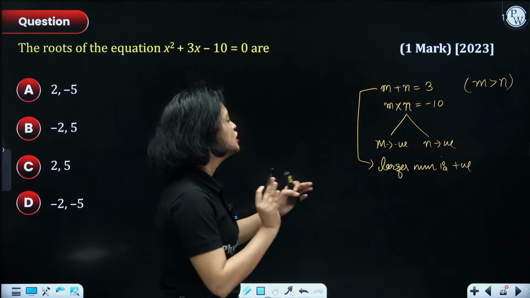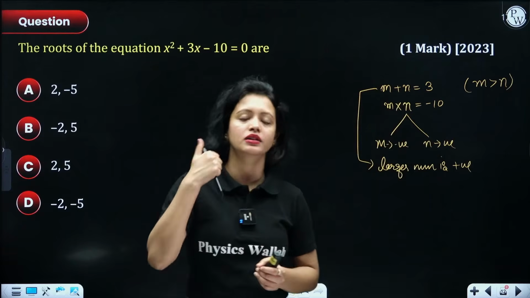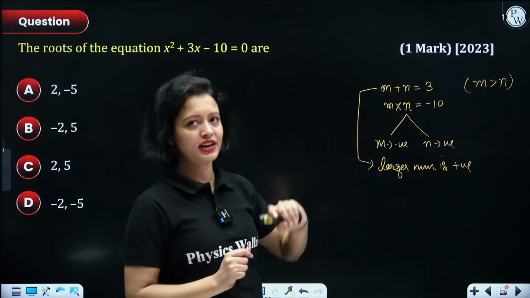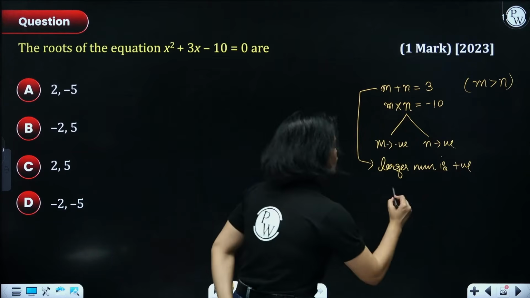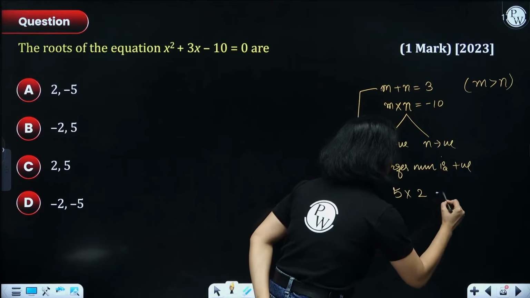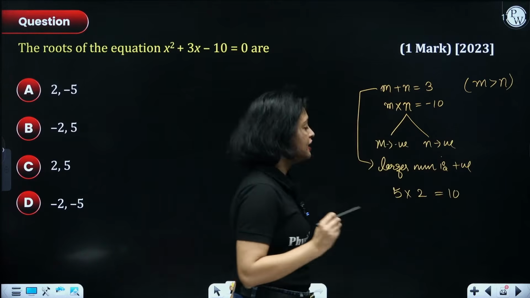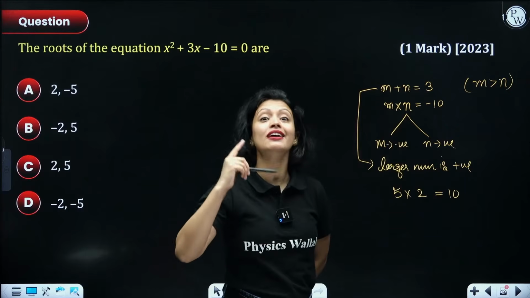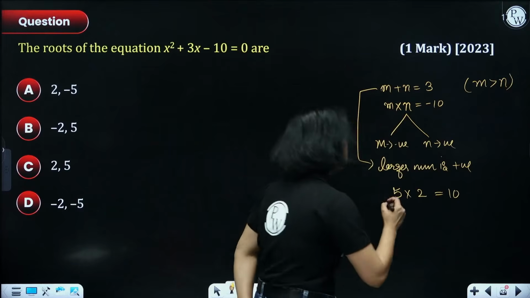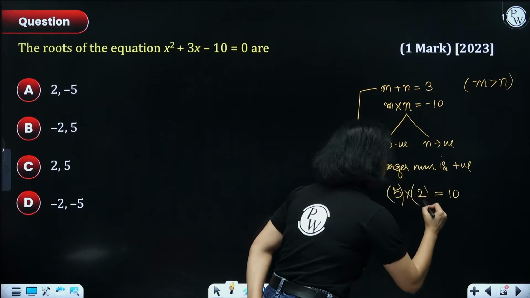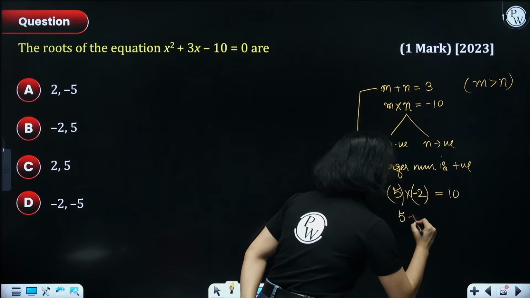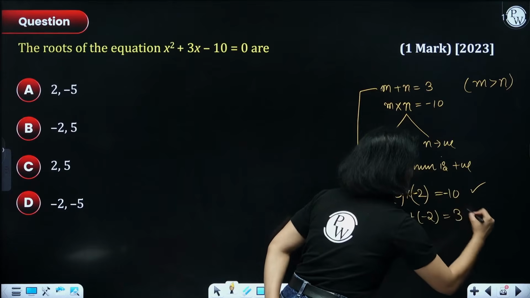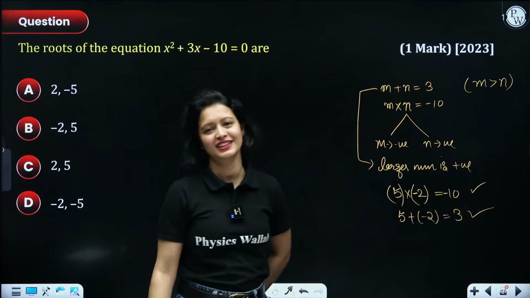That's it. Okay? So now I know that I have to find a positive number and a negative number whose sum is 3. Product is 10. Okay, I know that 5 into 2 is 10. Now I know that the larger number should be positive, right? And the smaller number is negative. So let's just suppose this is 5 and this is negative 2. Now I know that 5 plus negative 2 is equal to 3. So see, 5 and negative 2 are satisfying both the things.